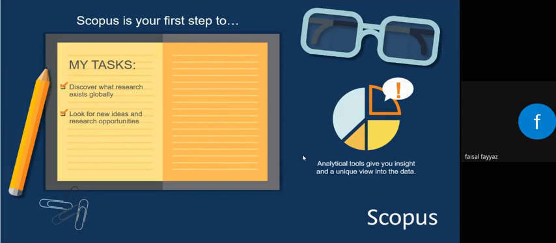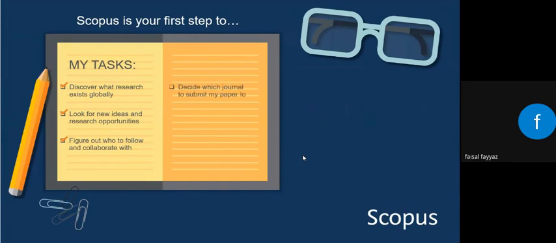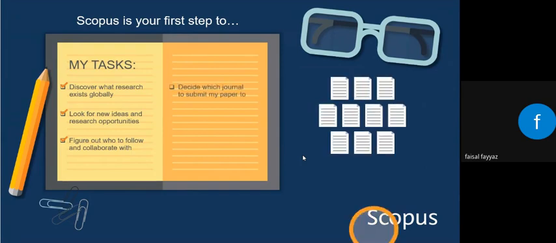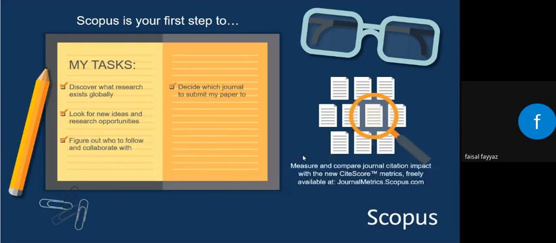So in this way we can do this. Third point, figure out who to follow and collaborate with. In this way you can see who did what, what happened, what things are available, who the main author in this field is and who the experts are. So you can collaborate with the right person, access them, and get more help.